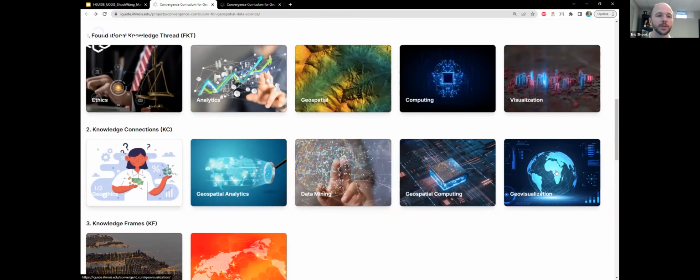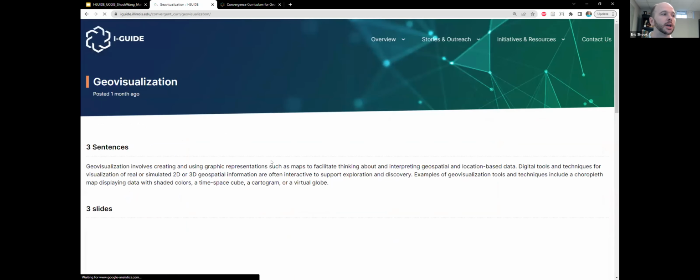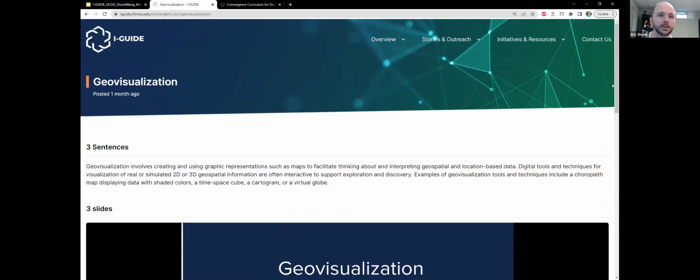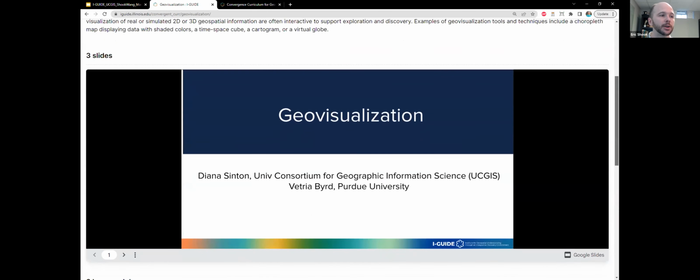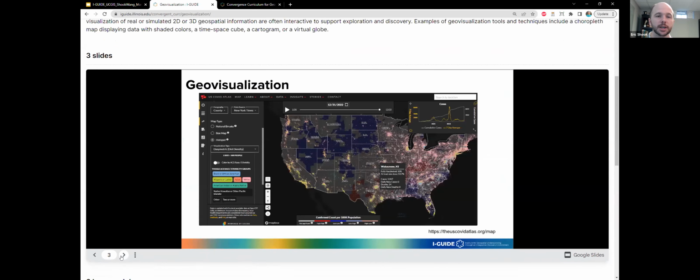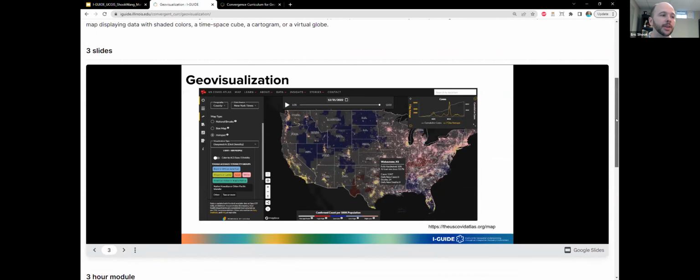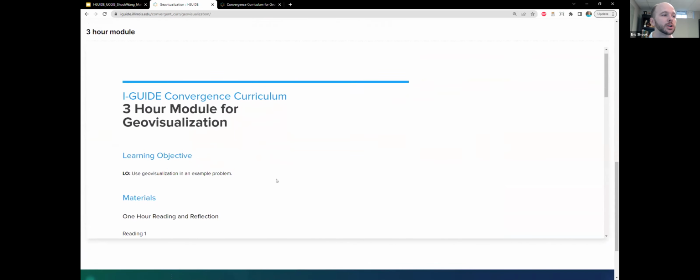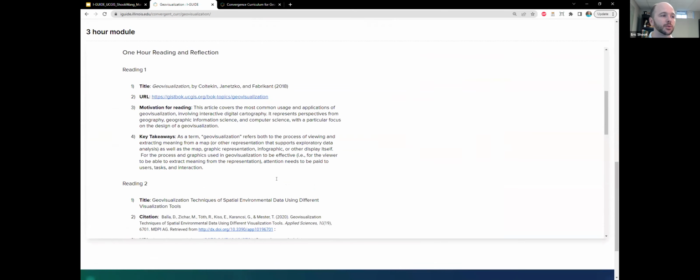So if we click on one of these, let's say geovisualization, you can see that we have our 3-sentence overview of the particular topic. We scroll down and you can see that we have 3 slides that talk about geovisualization and give an example of it. And then we scroll down even further and we have a 3-hour module, which includes learning objectives and gives readings.